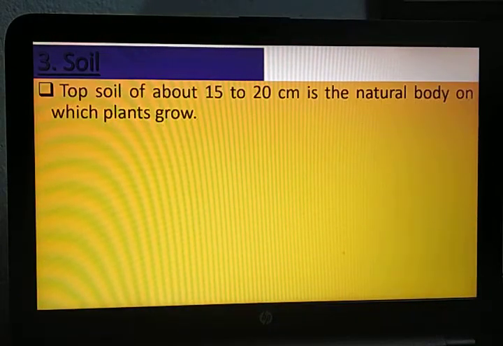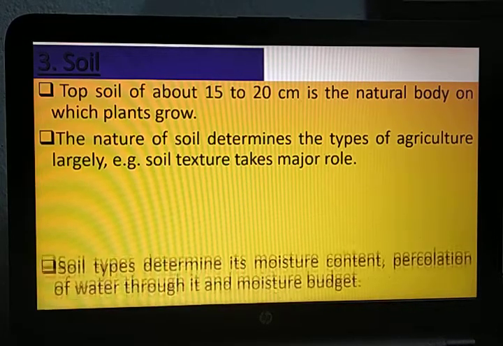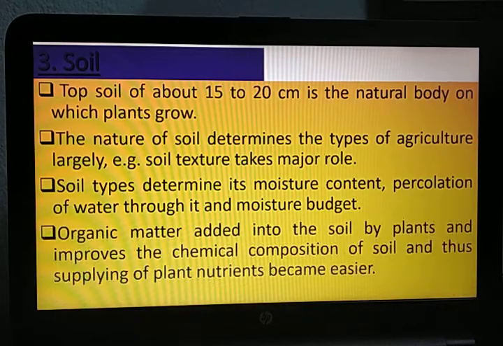Now soil. Topsoil of about 15 to 20 centimeters is the natural body on which plants grow. The nature of soil largely determines the type of agriculture, that is, soil texture plays a major role. Soil types determine its moisture content, percolation of water through it, and moisture budget. Organic matter added into the soil by plants improves the chemical composition of soil, and thus supplying plants with nutrients becomes easier.